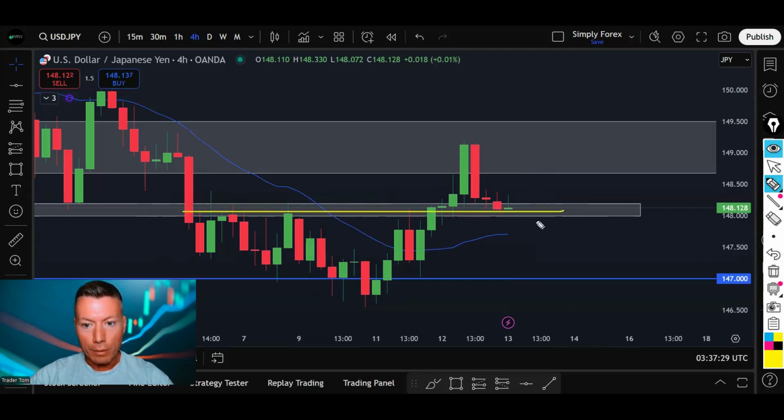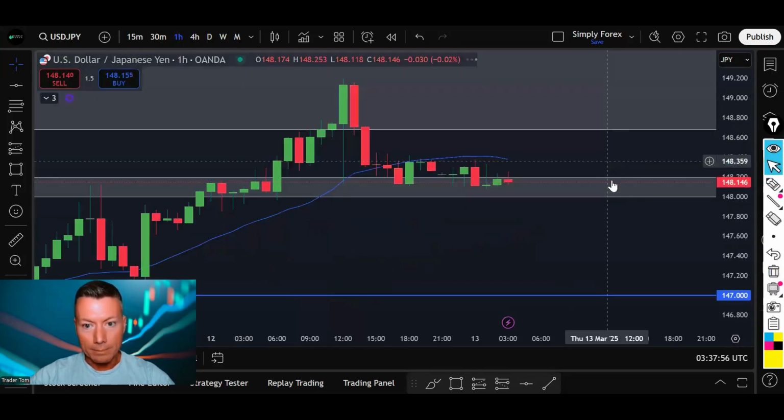But if I get a break of this level, let's say we end up with a big bearish candle that breaks this important level, then I will be interested in selling US dollar yen back down to these lows. Now on the H1, I'm going to show you what that would look like, and where I put my stop loss and target. So on the H4, I need to see that happen. Now, if we drop down to the H1.